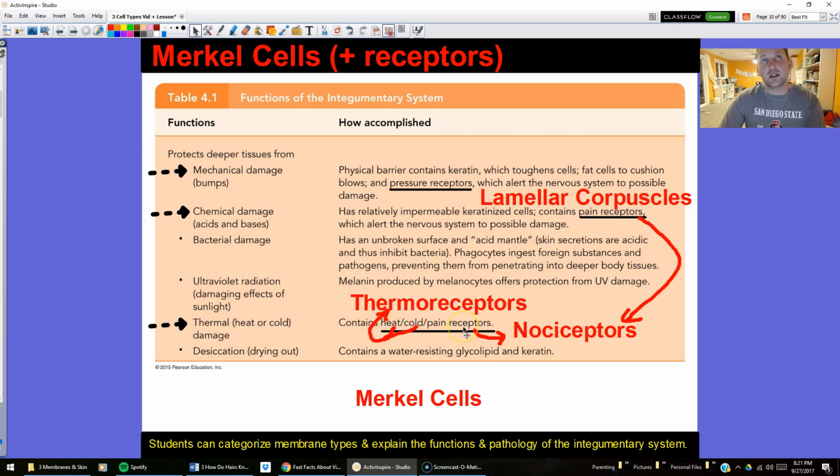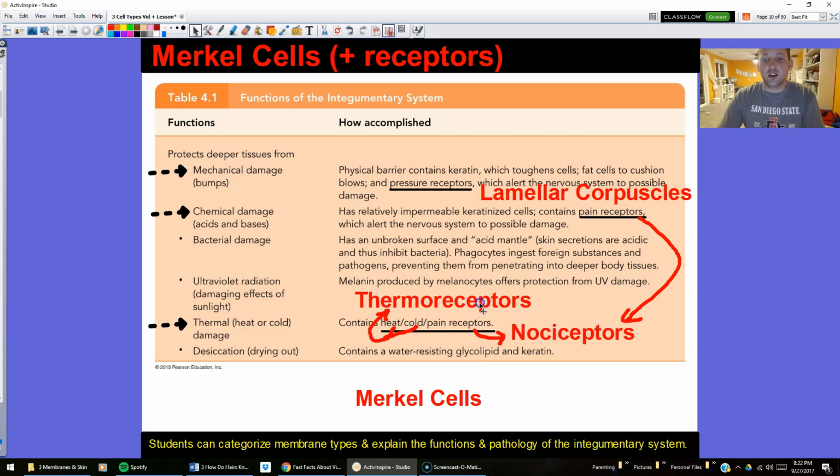And not just too hot, ouch, but I'm feeling it warm up. That's its own receptor that's not shown in that simple model. Those are called thermoreceptors, and those are for hot and cold. So you have touch receptors, Merkel cells, you have lamellar corpuscles, which are pressure receptors, you have nociceptors, which are pain receptors, you have thermoreceptors, which are hot and cold receptors.